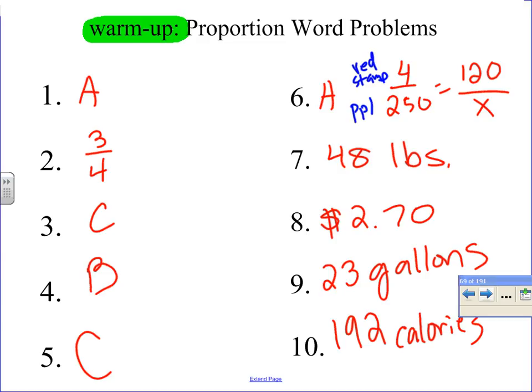Okay, I just explained that. You may explain it again. 120 people have a red stamp on their hand. Okay, that's how many have red stamps, but you don't know how many people total are in the crowd. You have to find the total.